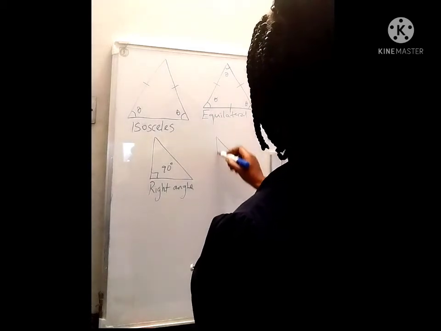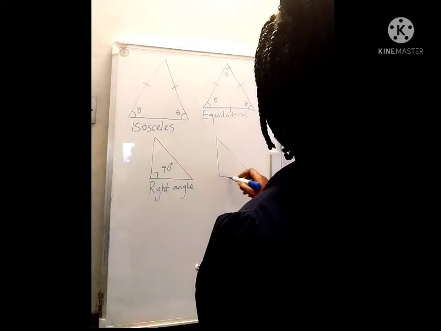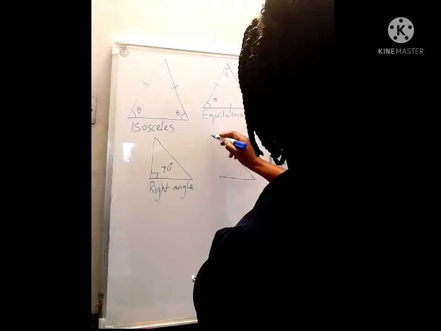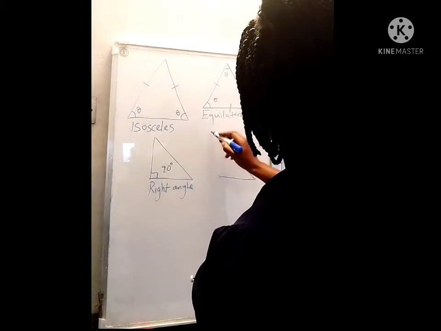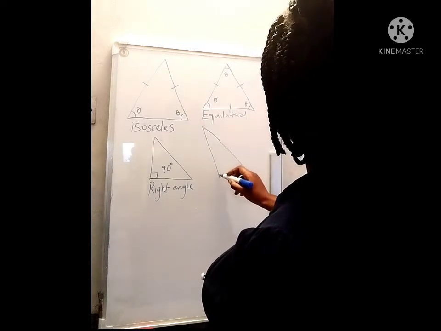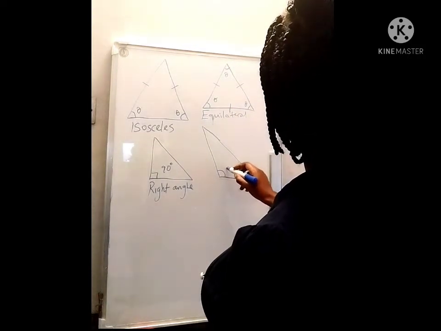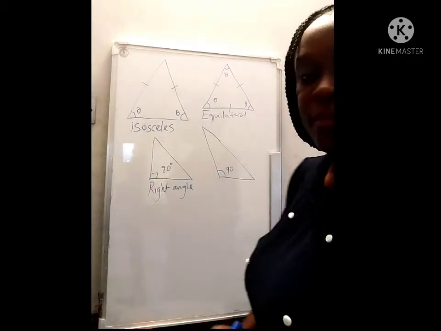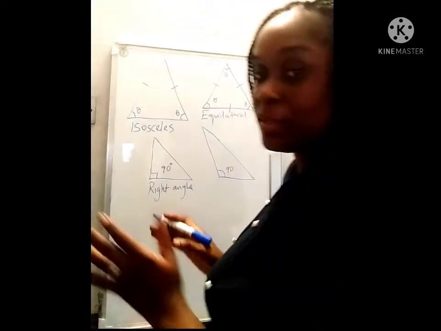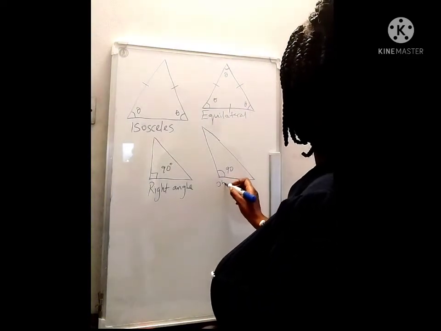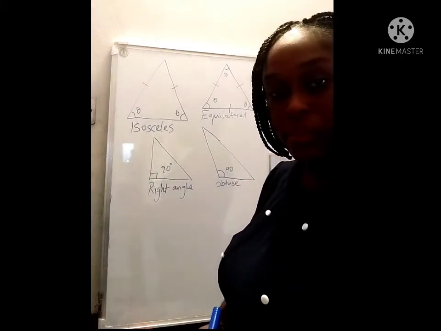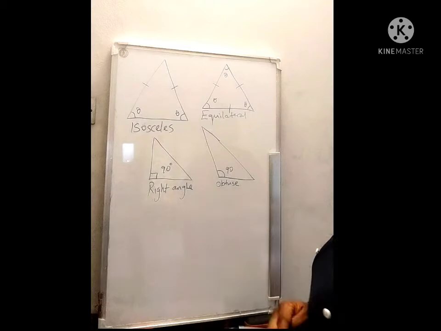an obtuse triangle. Okay, now an obtuse triangle is a triangle in which one of the angles is greater than 90 degrees. Okay? And it seems to lean on one side. That's an obtuse angle of a triangle. Okay? So this is all about triangles.